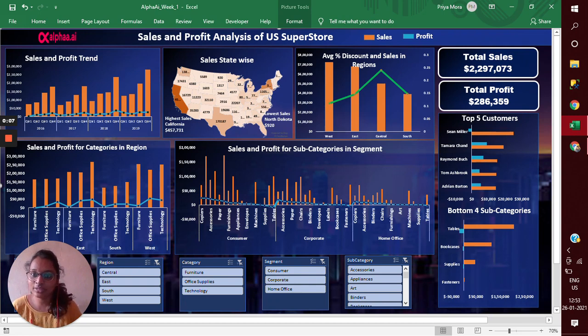Now I'm going to share a dashboard in Excel, from the view of a sales manager at a superstore. The analysis of sales and profits helps the manager to take effective business decisions. So let's get going.